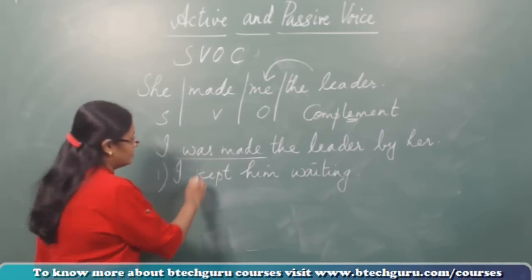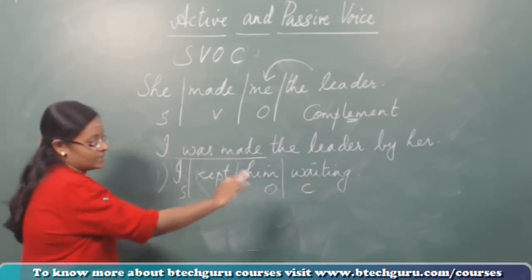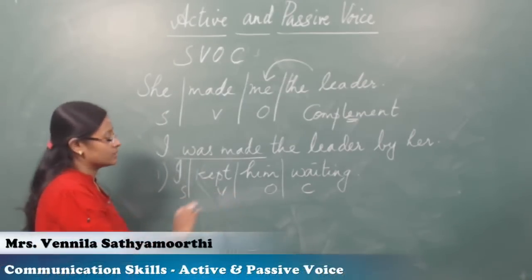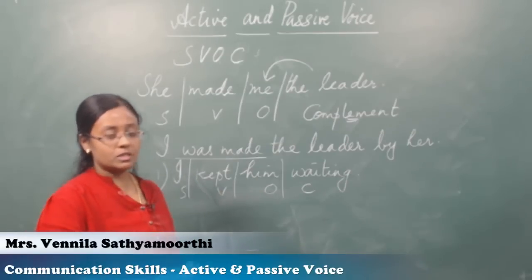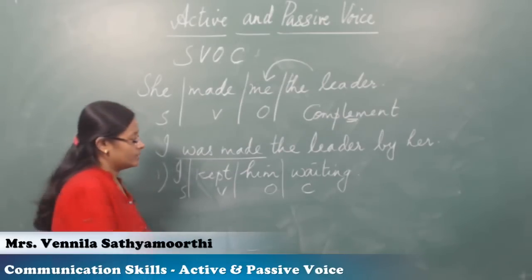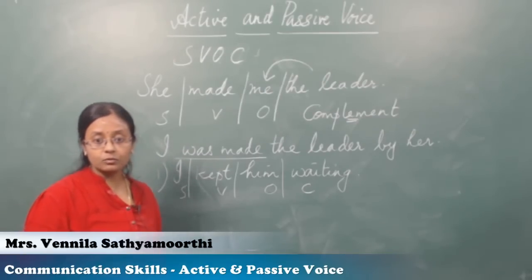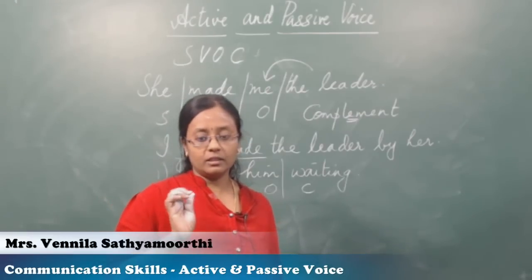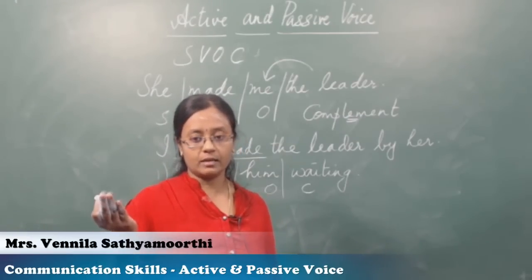Okay, SVOC. Now you see, in sentences like this, if you omit the complement, the sentences look incomplete. I kept him waiting. What is the passive form for this sentence? The leader was to be made by her. No, it's not "the leader was to be made by her." That's a completely different thing.